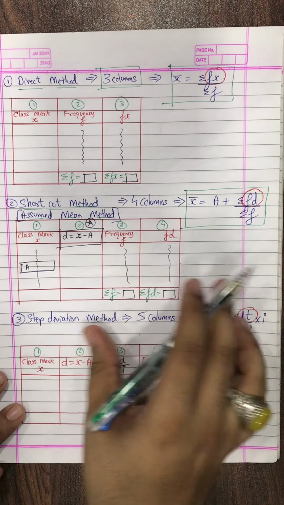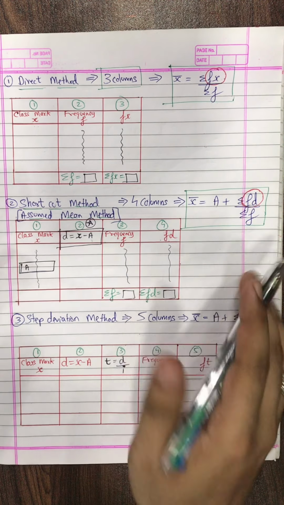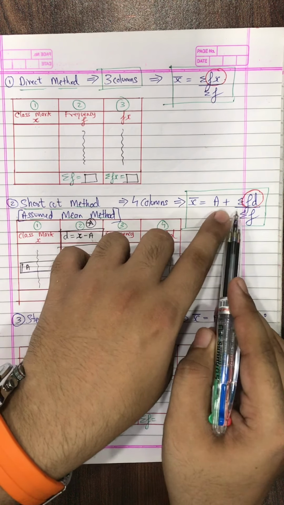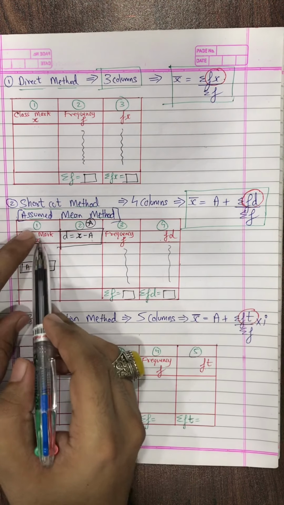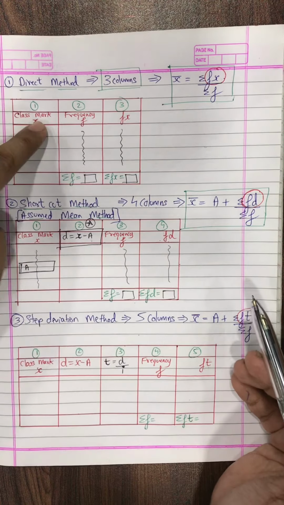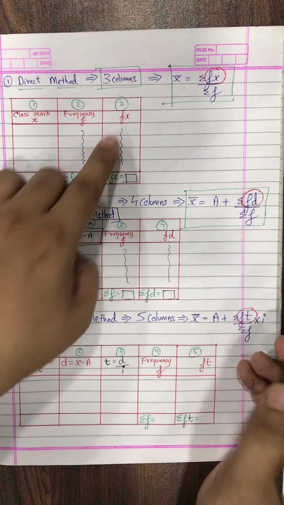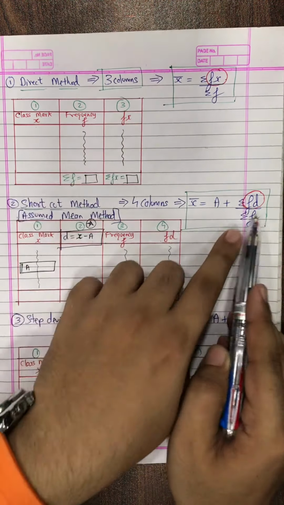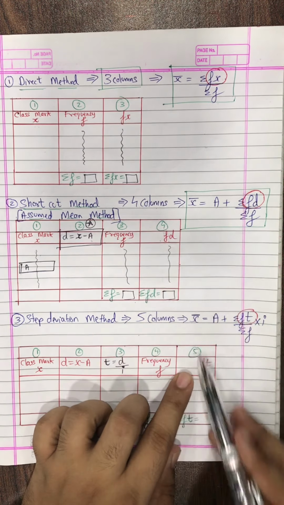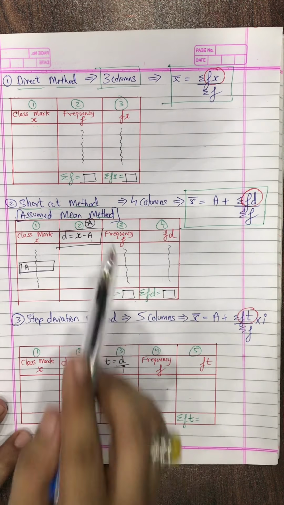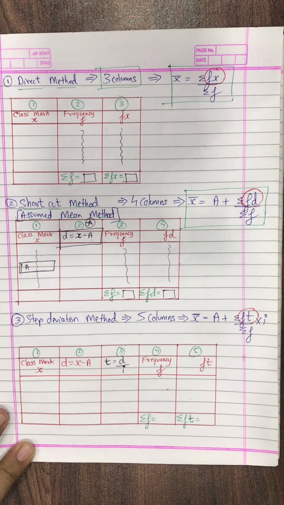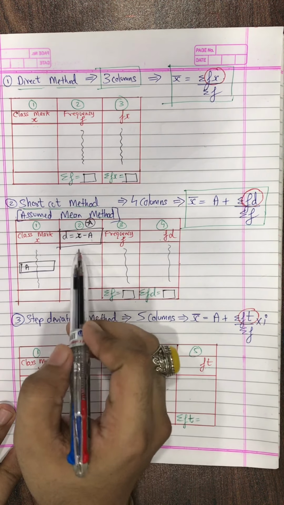Hope you understood the format, students. Please repeat with me. Shortcut method, 4 columns, formula is x bar equals A plus summation FD upon summation F. First column is class mark, from the question. Last column fx, here fd, here ft, always comes from the formula. The second last column is always the frequency given to you in the question.